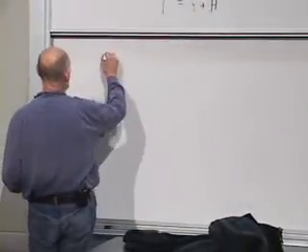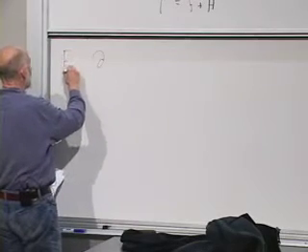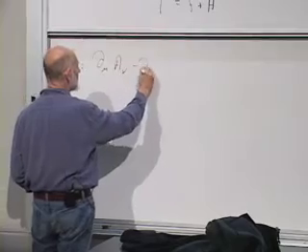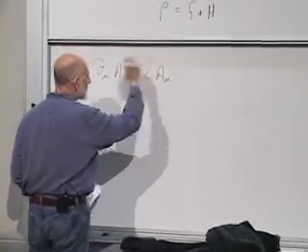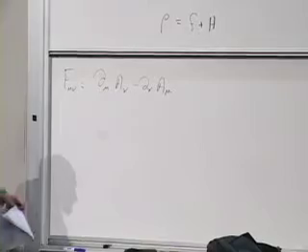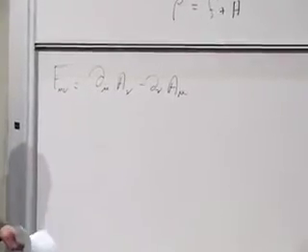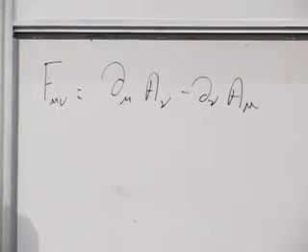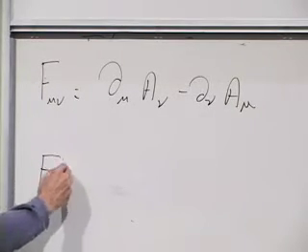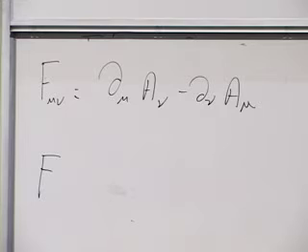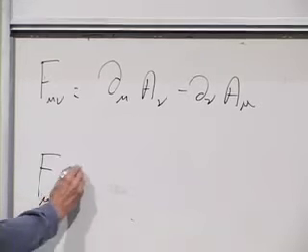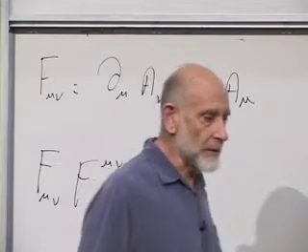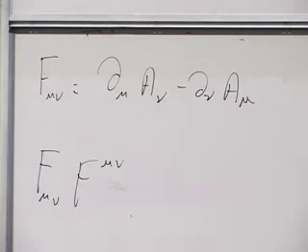F mu nu is defined to equal d mu A nu minus d nu A mu. The mixed space-time components are the electric field. The space-space components are the magnetic fields. And the square of F mu nu, now that there are some signs that go into it, is E squared minus B squared. That's the Lagrangian of the electromagnetic field.